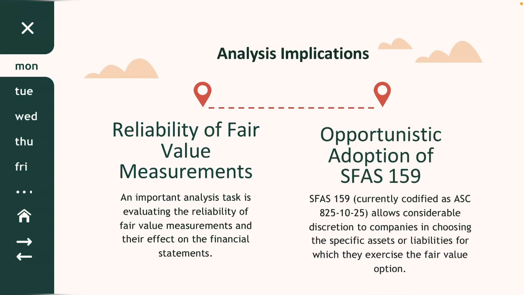SFAS 159 allows considerable discretion to companies in choosing the specific assets or liabilities for which they exercise the fair value option. An analyst needs to verify whether the fair value election has been opportunistic, with an aim to window dress the financial statements. Wells Fargo has chosen to exercise the fair value option for prime residential mortgages held for sale and certain interests related to residential loan sales and securitization.